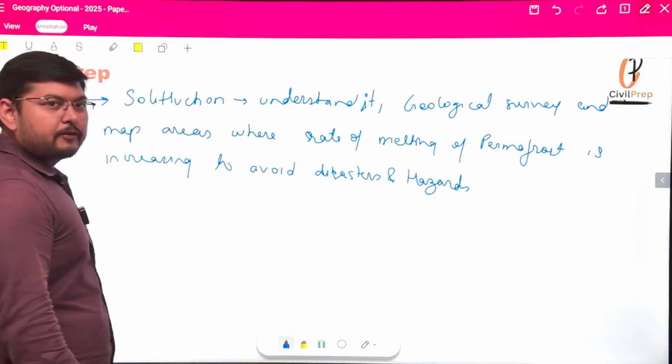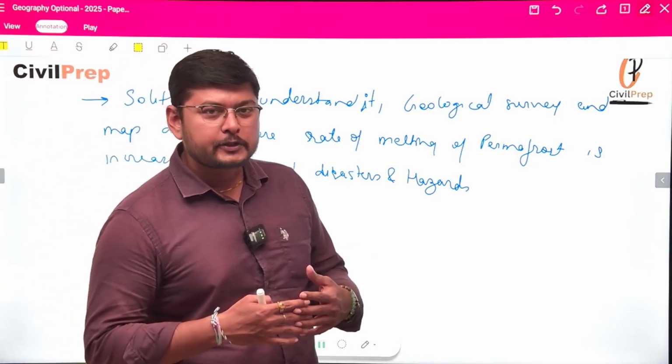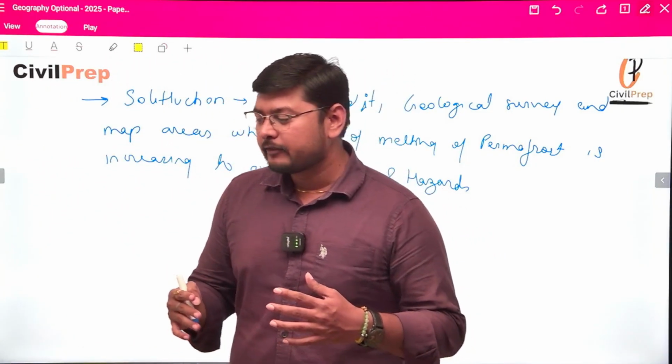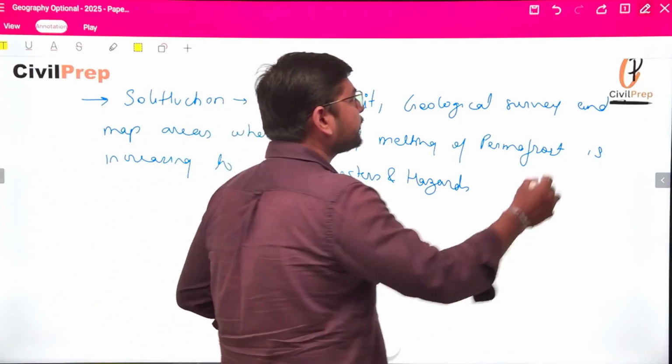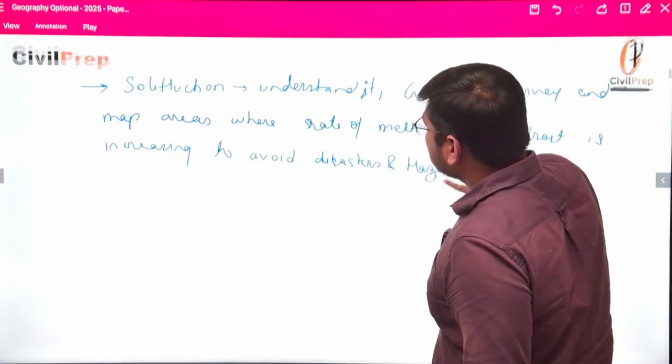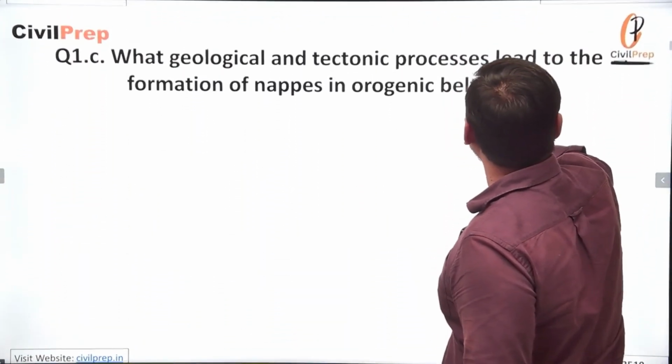Okay, so this thing we can add up in the conclusion part here, where we are linking it with applied geomorphology, and we are also interlinking it with the part of the hazards. Okay, so guys, this is the second question which we can look at here, interlink with the solifluction and the part of its impact.